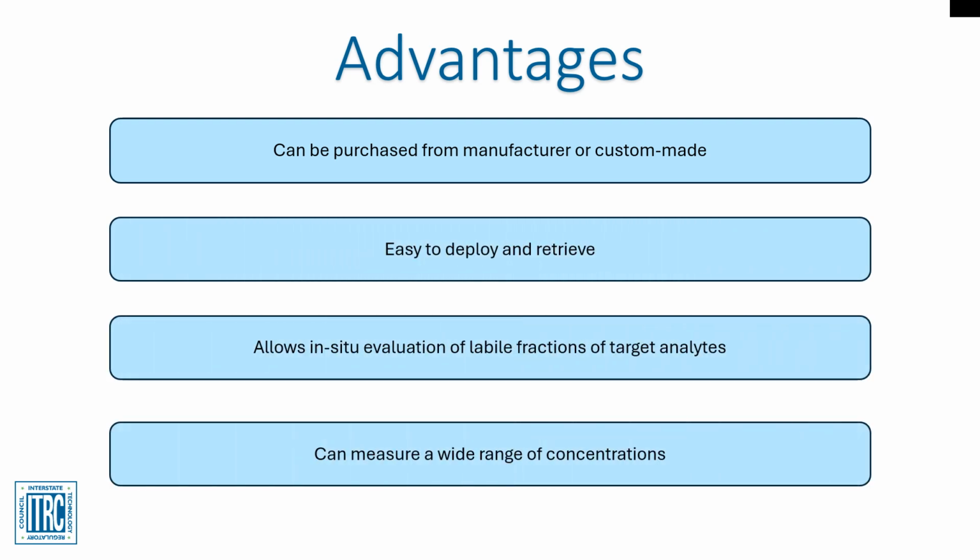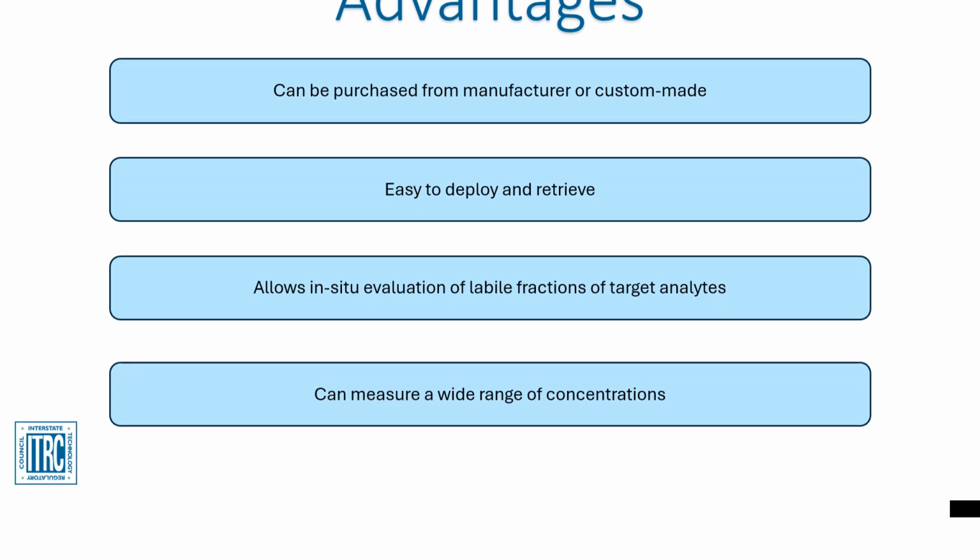Some of the advantages of the DGT sampler include: the device can be custom-made from the manufacturer to meet project-specific goals. The sampler is easy to deploy and retrieve. The DGT sampler allows for in situ evaluation of labile fractions of target analytes, and the device can measure a wide range of chemical concentrations.